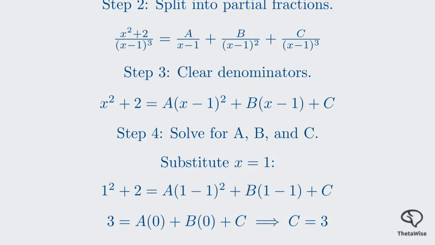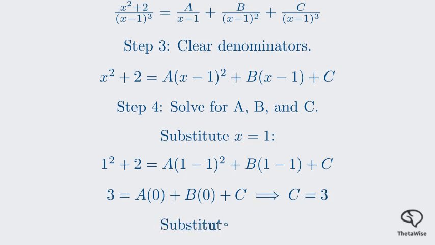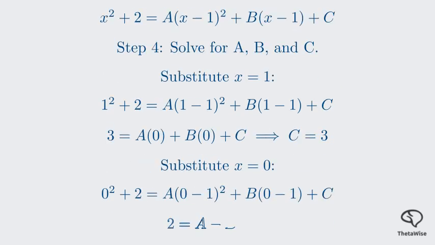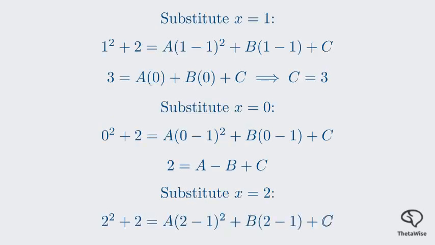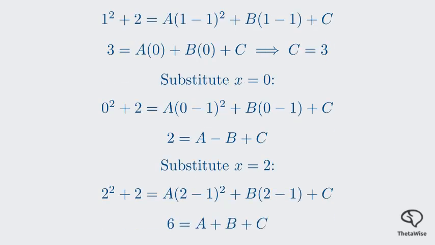Now we need to find a and b. We'll need to use two more values of x. Let's pick easy ones like x equals 0 and x equals 2. Substituting x equals 0, we get 0 plus 2 equals a times 1 minus b plus c. So 2 equals a minus b plus c. Substituting x equals 2, we get 2 squared plus 2 equals a times 1 plus b times 1 plus c. So 6 equals a plus b plus c.